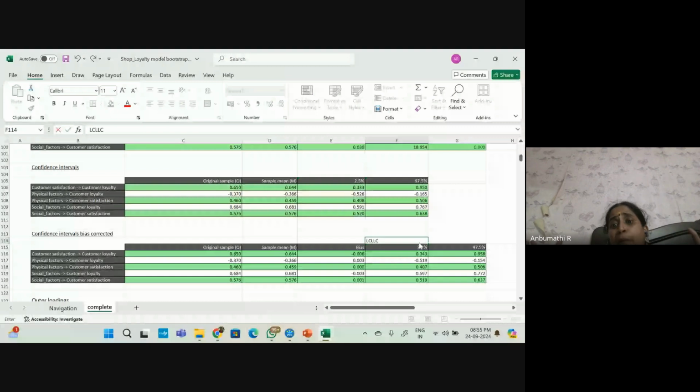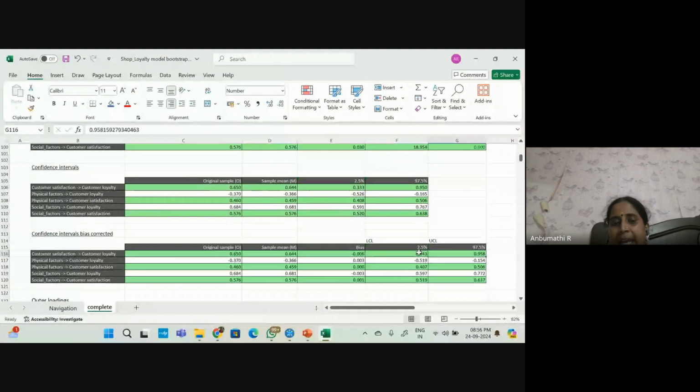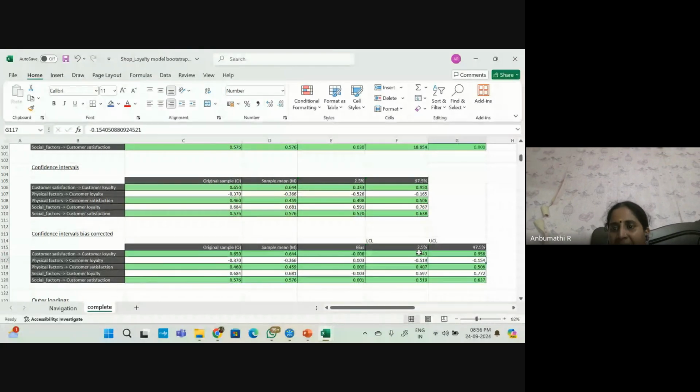See the range of LCL and UCL. It is generally told that when both of them are in the same direction, it means the same value. For example, in case of customer satisfaction to customer loyalty, you can see both the LCL and UCL are positive. In case of physical factors to customer loyalty, both are negative. It means that it will traverse from 0.519 and reach till minus 0.154. In the meanwhile, it will not cross the value 0.